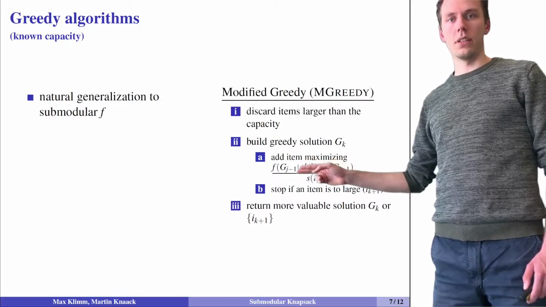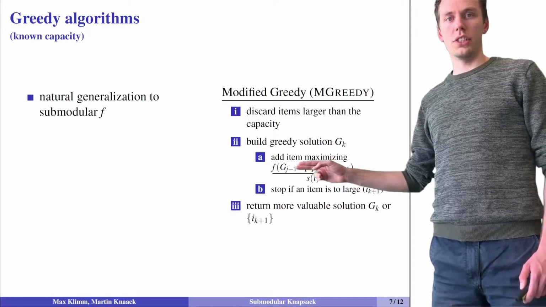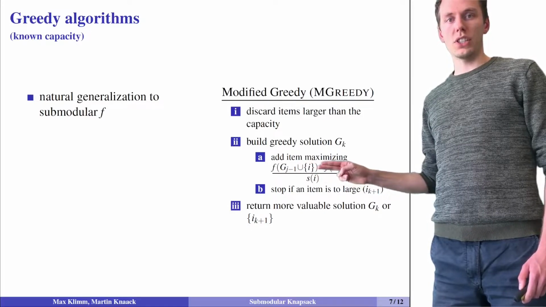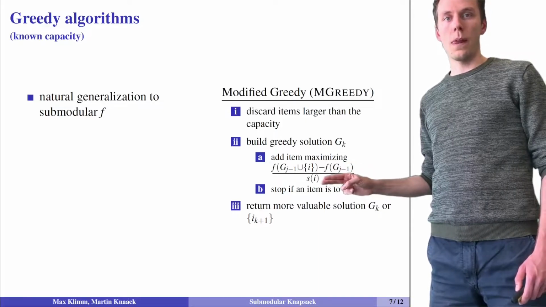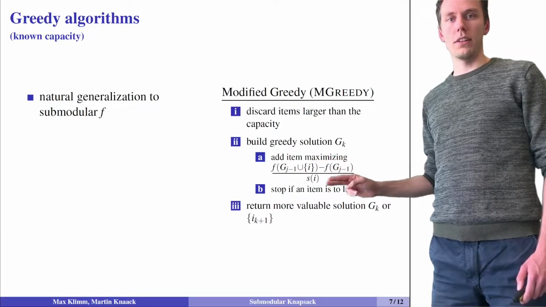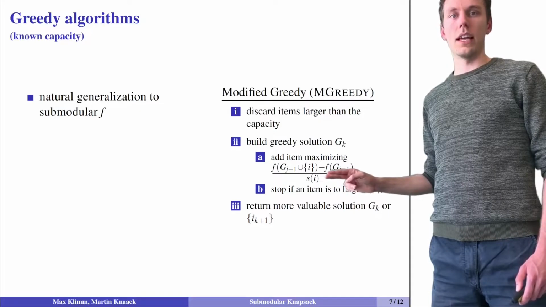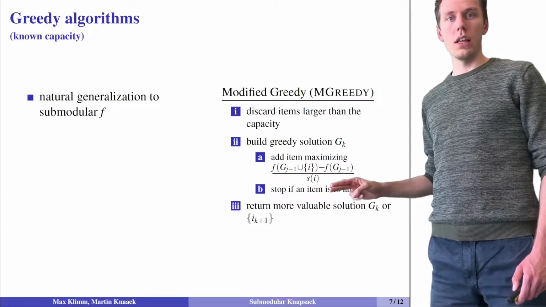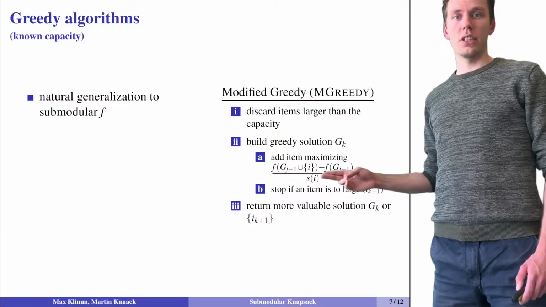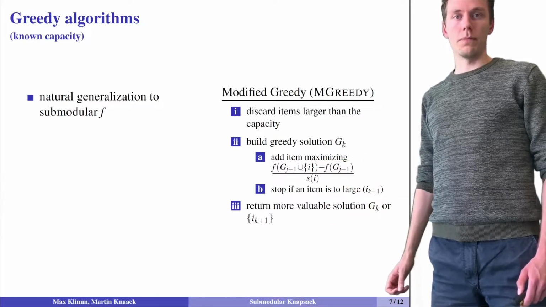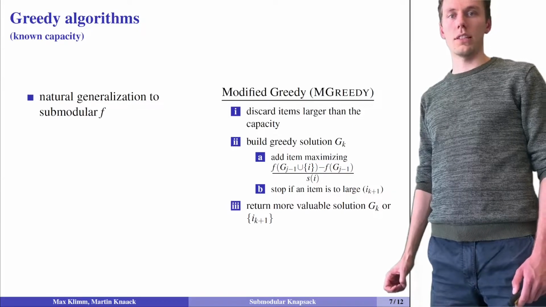So we have a solution at the moment j minus 1, and we are looking at how much item i is adding to this solution, and then we are dividing this by the size. And the item that is maximizing this term is added to the solution. This is a natural generalization. If we have linear functions here, then this simply simplifies to the density we had on the last slide.